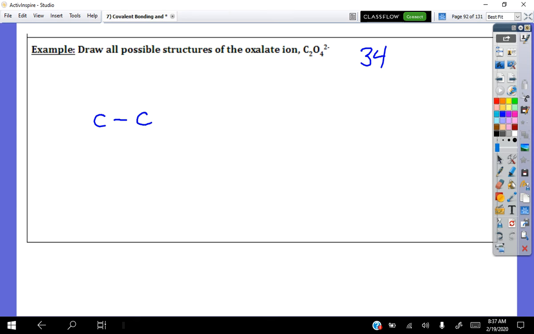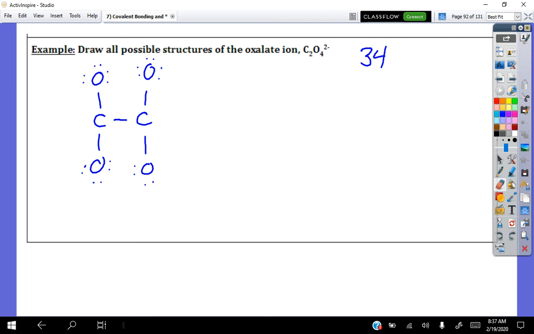So I've got C, and then I've got an oxygen. I'll create my skeleton structure for each. And then I have to create my octets. So far I've used 10 electrons out of my 34, so I have 24 left. 2, 4, 6, 8, 10, 12, 14, 16, 18, 20, 22, 24. Now at this point, I have completed my octets for each of my oxygens, but carbon does not have an octet.